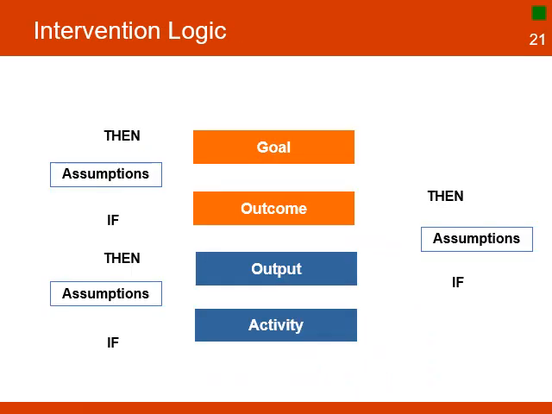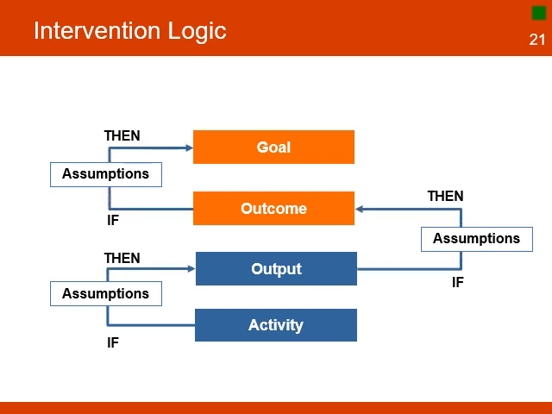In the temporal logic model, assumptions are important in clarifying the extent to which the project objectives depend on external factors that are outside the control of the project. At each level, the connection between the components of the project logic are dependent on assumption. In the temporal logic model, it takes form of a series of connected propositions. If these activities are implemented and these assumptions hold, then these outputs will be delivered. If these outputs are delivered and these assumptions hold, then this outcome will be achieved. And if this outcome is achieved and these assumptions hold, then this goal will be achieved.